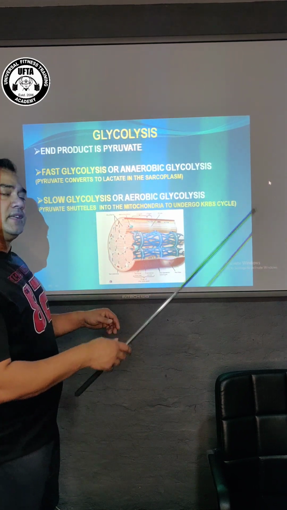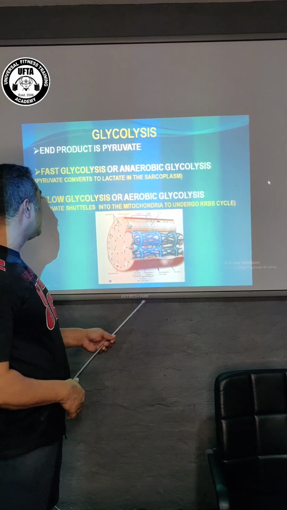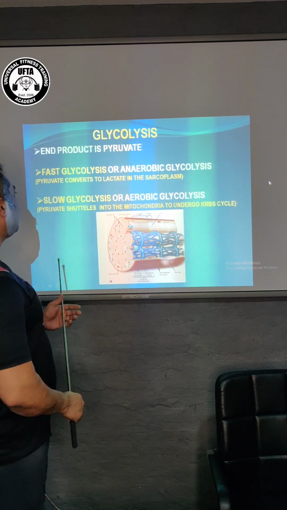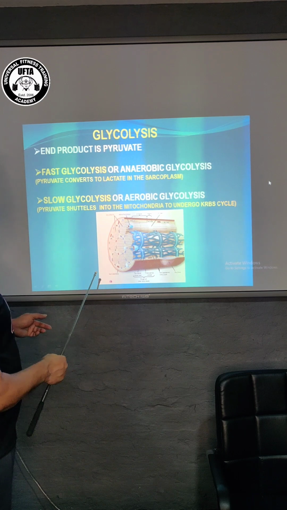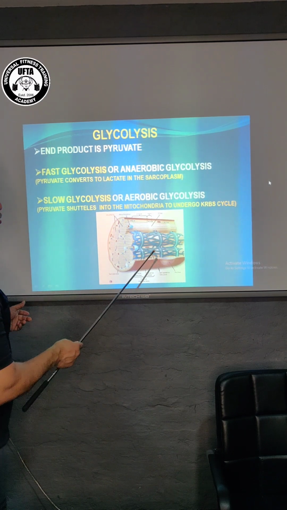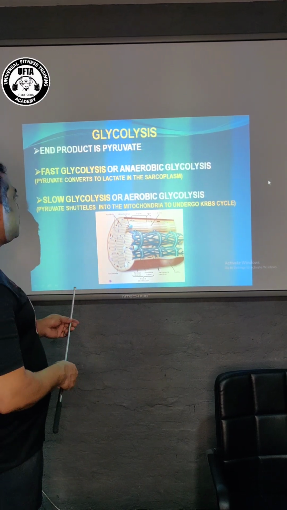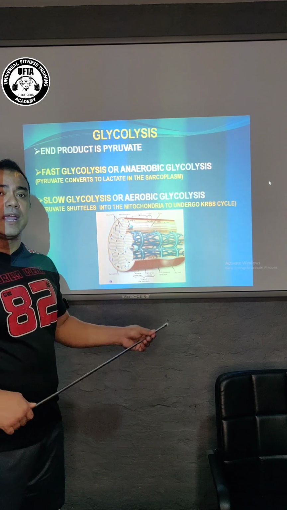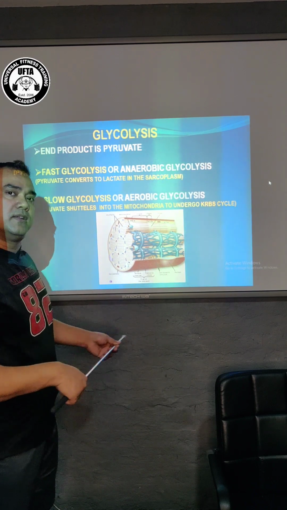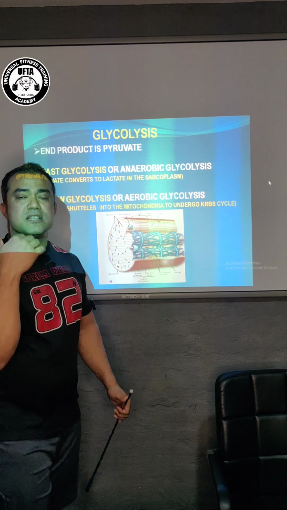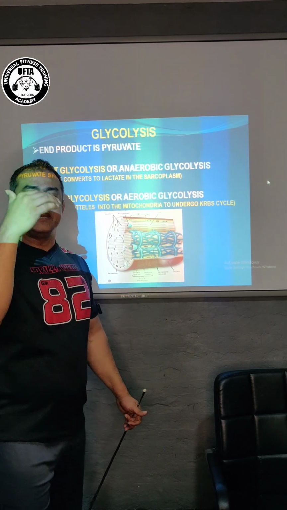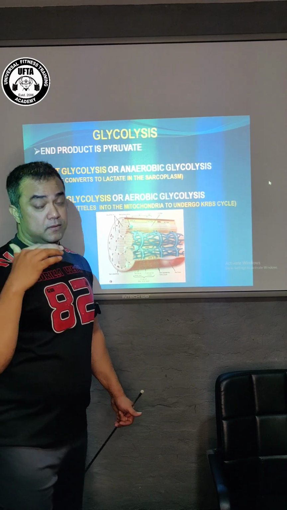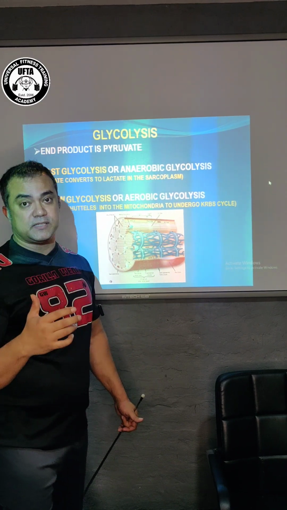And if the intensity is below 60%, then the pyruvate, instead of converting into lactate, settles into the mitochondria and undergoes the Krebs cycle. That is called slow glycolysis, or aerobic glycolysis. That is basically the transition period. If the intensity is 80 to 100%, mostly 100%, you are using the phosphagen system.